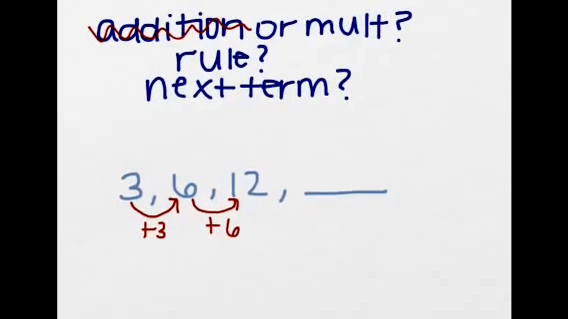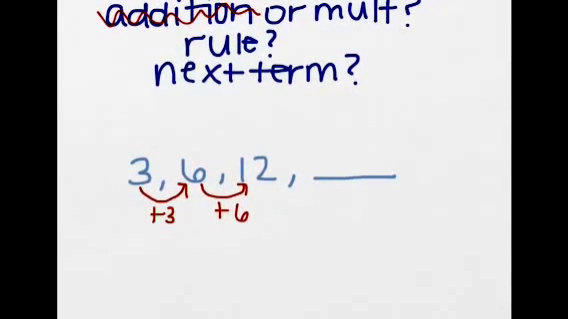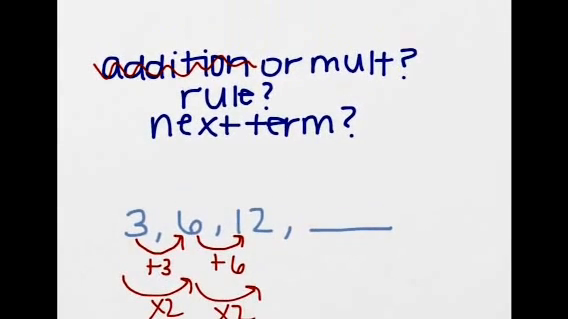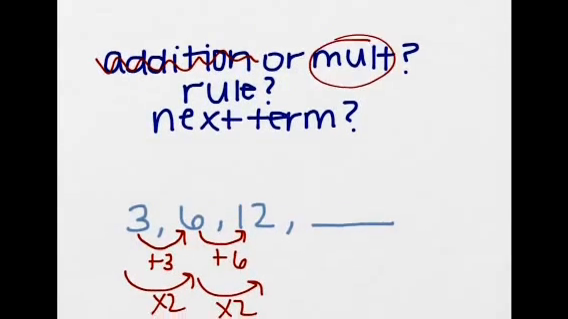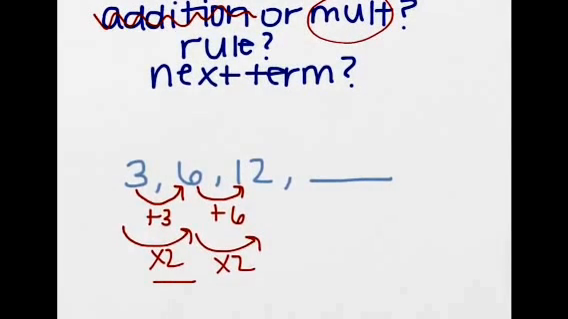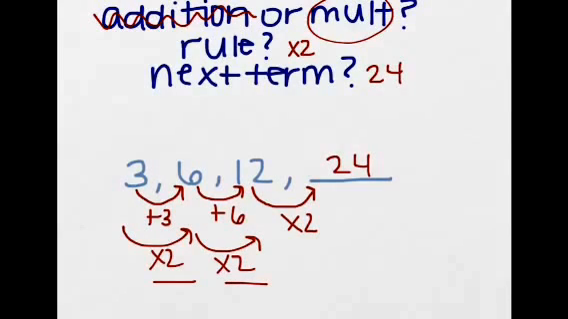We need to check if it's a multiplication sequence, because it might not be addition or multiplication, so let's do that quickly. Here it's times 2, and here it's times 2, so it is a multiplication sequence. And what's the rule? Well, you're multiplying by 2 each time, so we'll just write times 2. And what's the next term? Well, 12 times 2 is 24, so the next term would be 24.